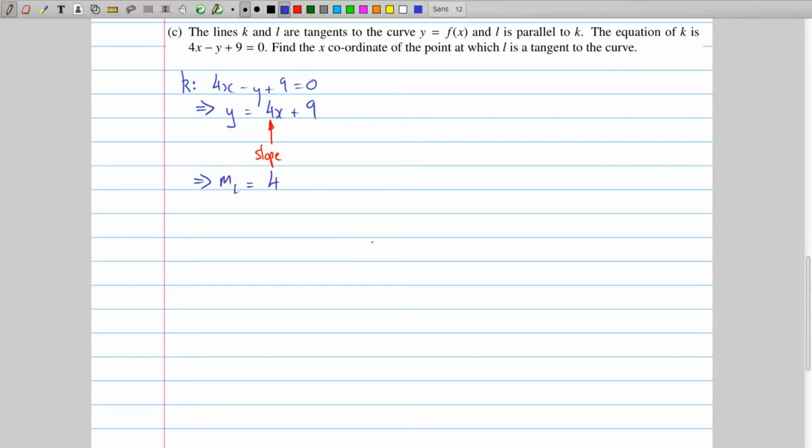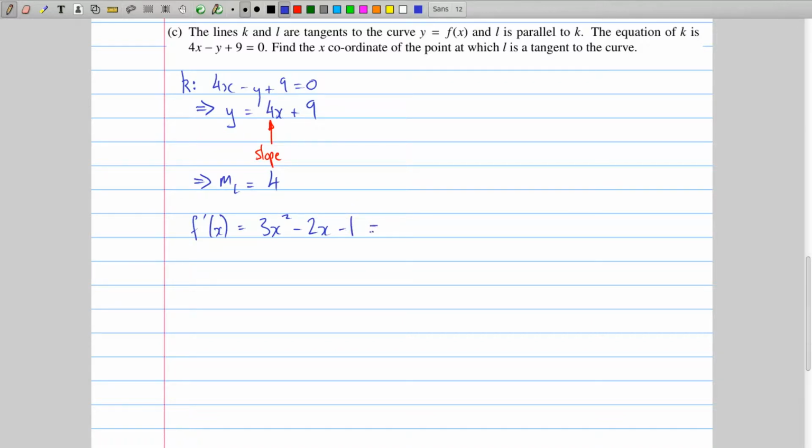Now, how does that help us? Well, the slope of a function is given by its derivative. So we already know that f prime of x, the derivative of f with respect to x, is given by 3x squared minus 2x minus 1. We worked that out in part B.